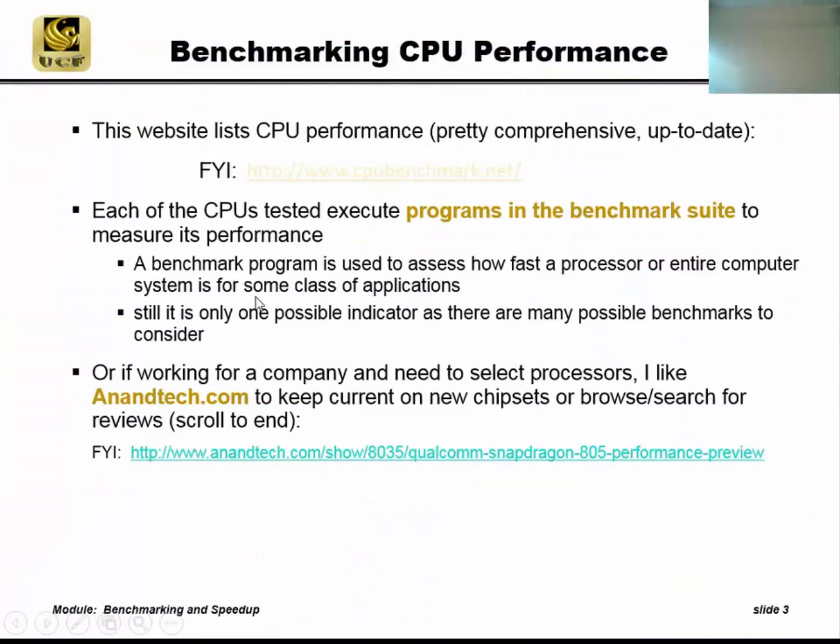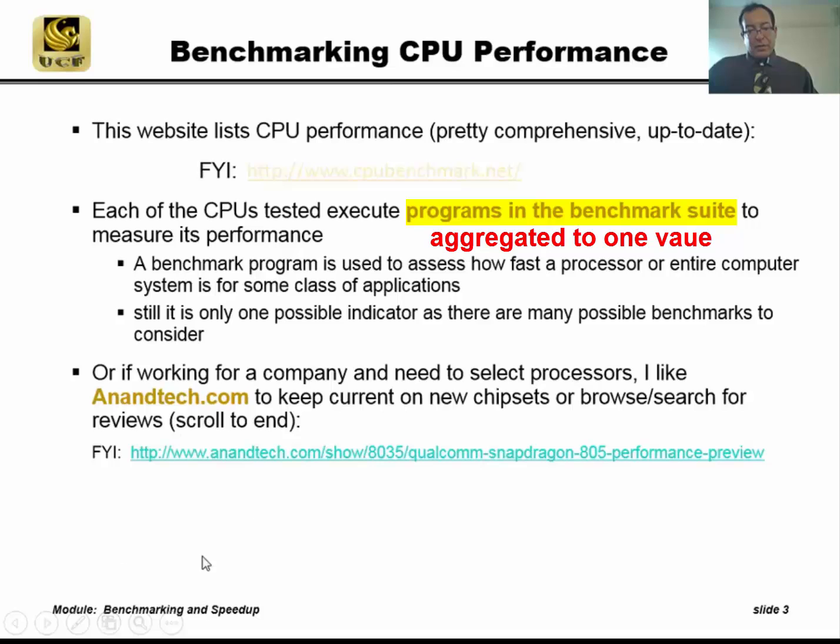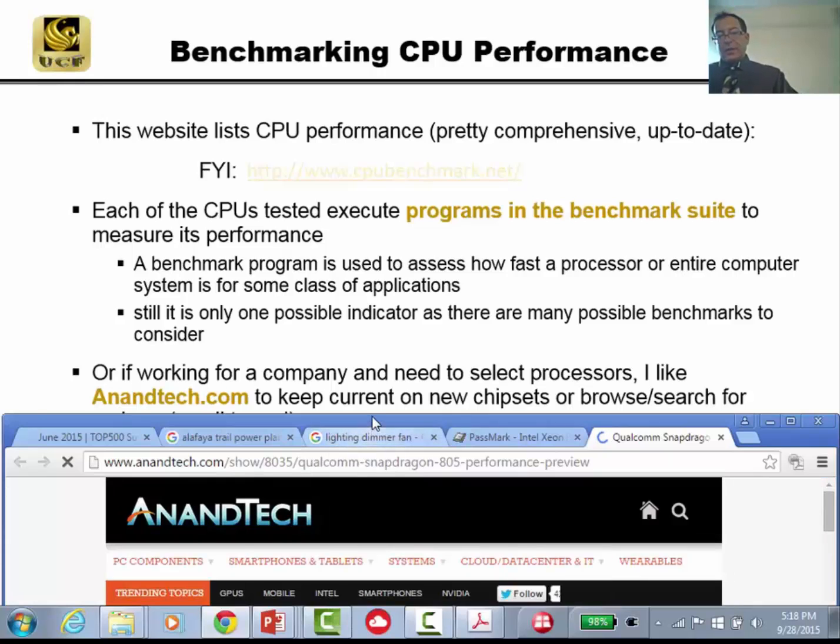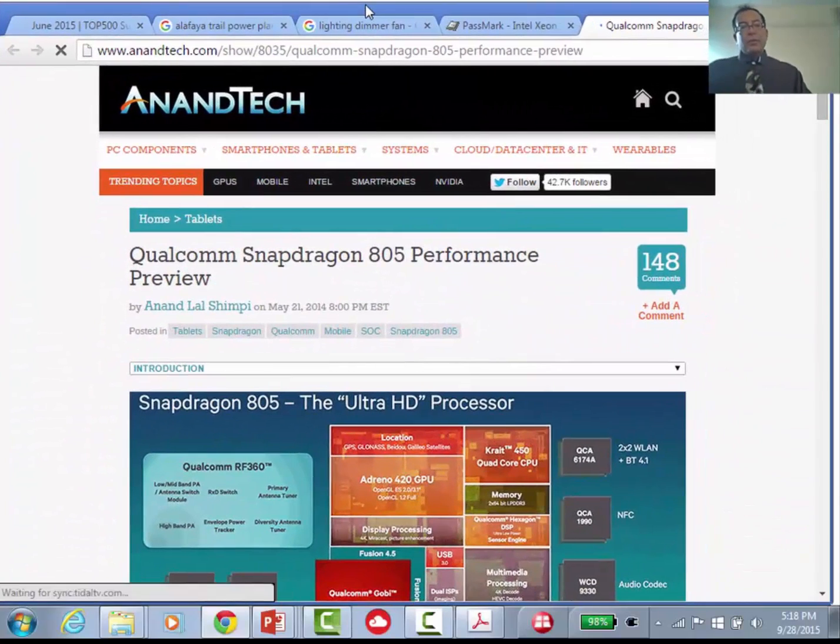So benchmarks, we're going to see more examples, are a collection of programs to measure performance and aggregating this into one number. And you're going to say, well, still, how do you keep track of all these things? I'm just passing this along because I thought this is one of my favorite websites. I like it non-tech, and you can just see here. They're not too technical, but they're technical enough.